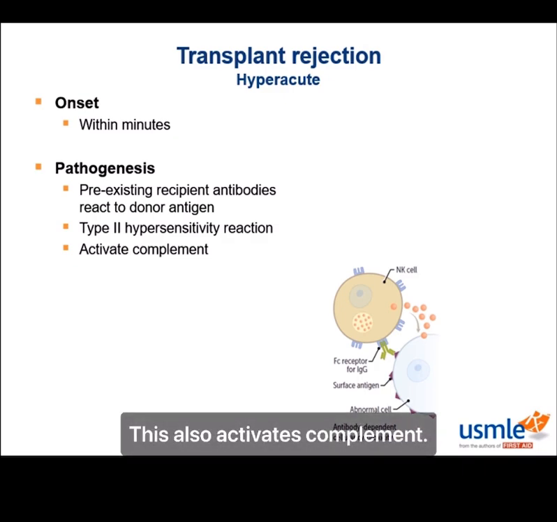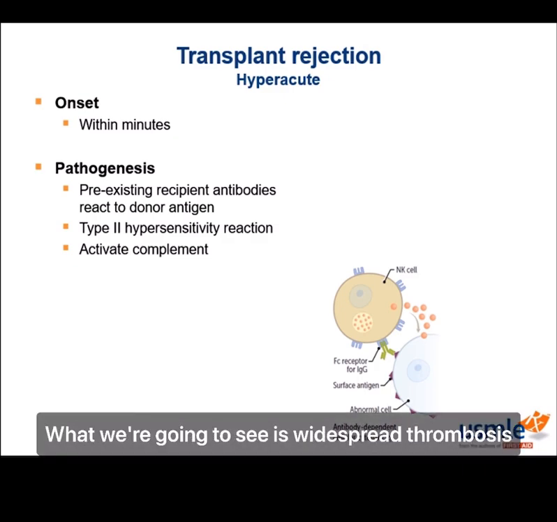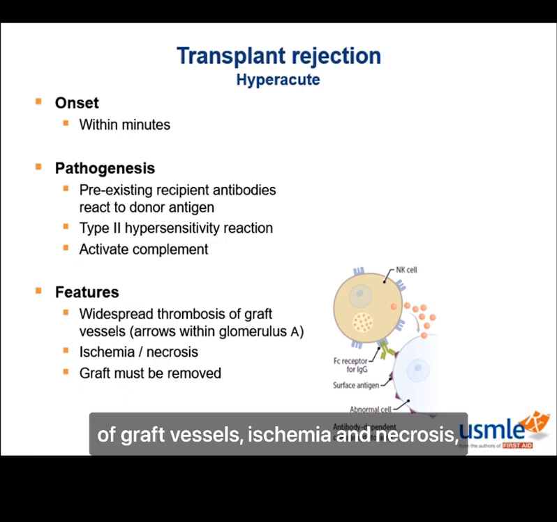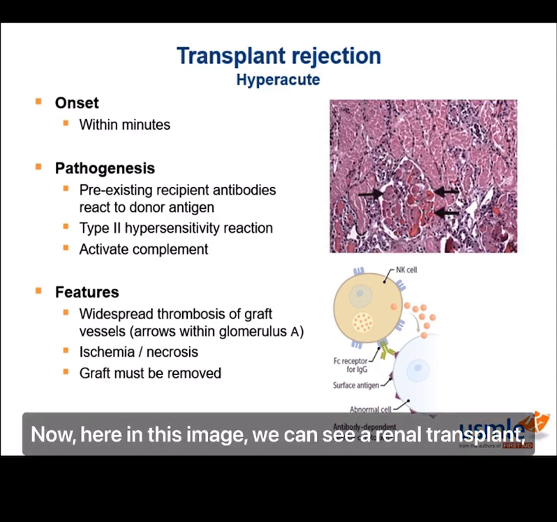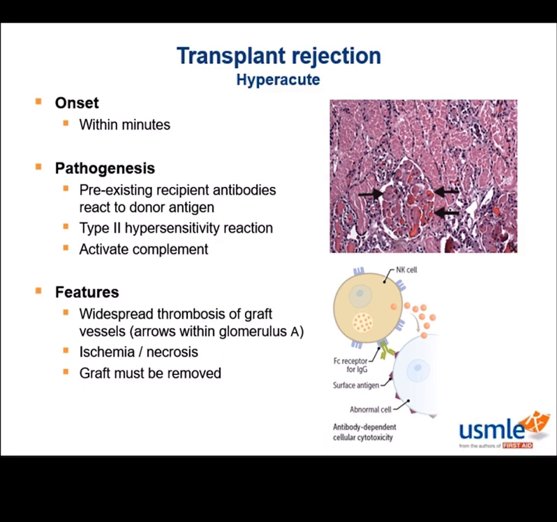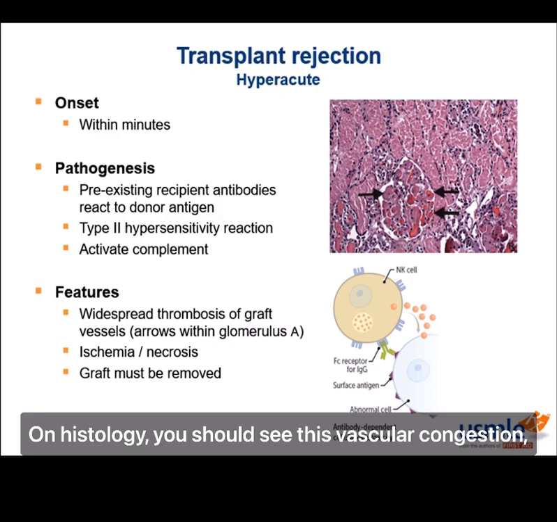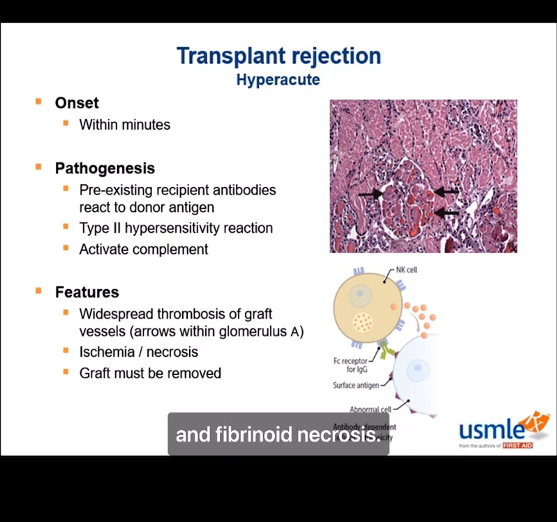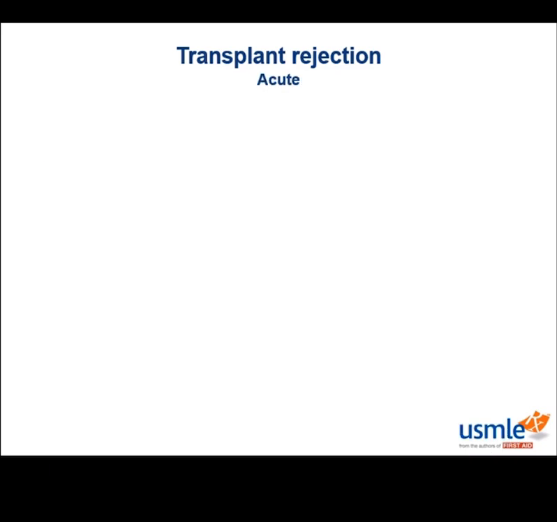This also activates complement. What we're going to see is widespread thrombosis of graft vessels, ischemia and necrosis, and the graft must be removed. Now here in this image, we can see a renal transplant, and there are arrows pointing within the glomerulus. On histology, you should see this vascular congestion, fibrin and platelet thrombi, neutrophilic infiltrate, and fibrinoid necrosis.